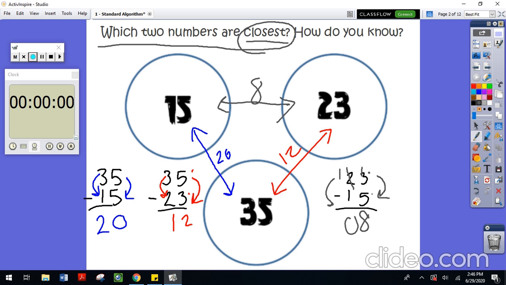When we are looking for the numbers that are closest, that means the one that has the smallest difference, which is going to be 15 and 23.